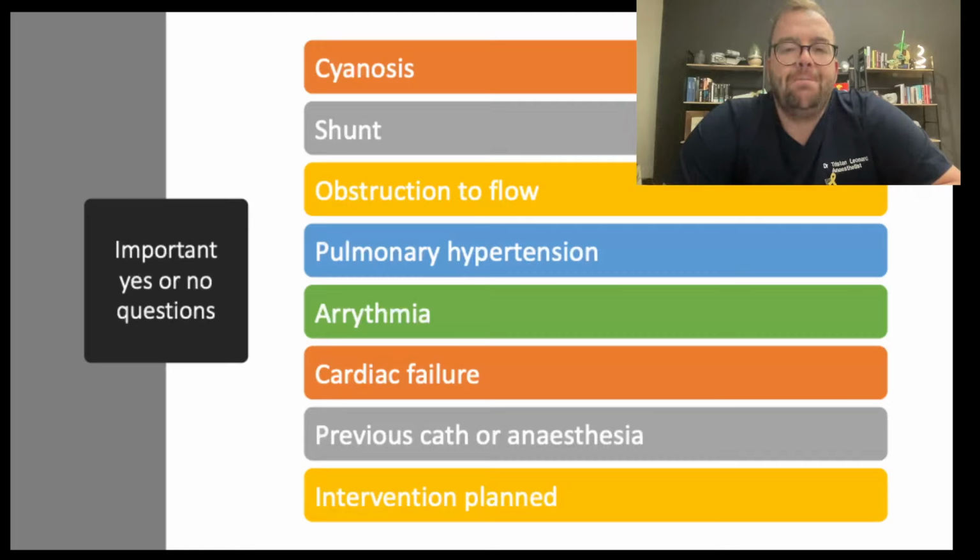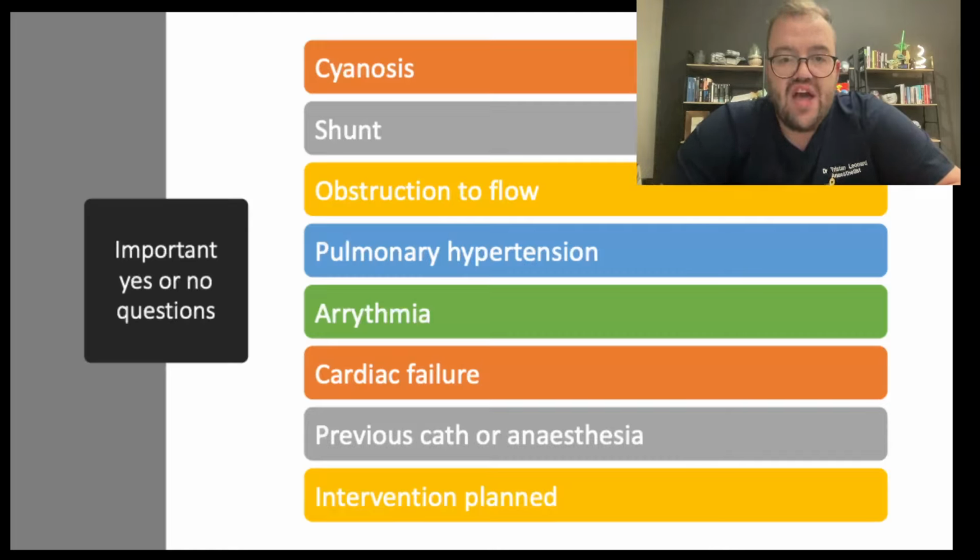Number three, is there obstruction to blood flow? So do I have a coarctation or an atresia or a hypoplastic heart, something like that? Number four, is there pulmonary hypertension? And if so, how severe is it? Mild, moderate, or severe? And is there accompanying right ventricular hypertrophy, dilatation, or right ventricular hypertension?